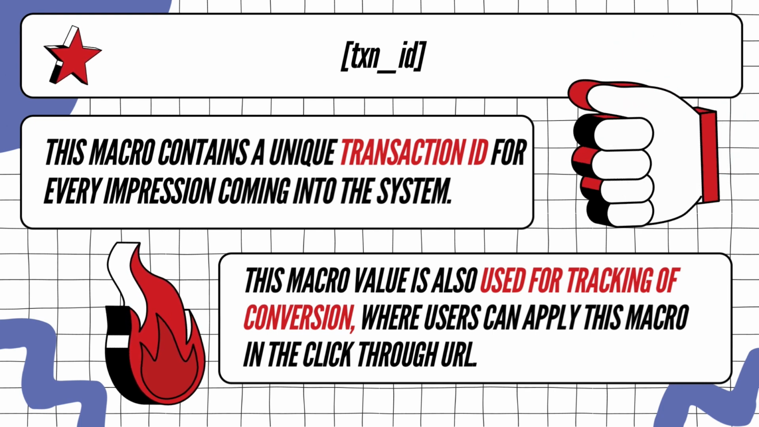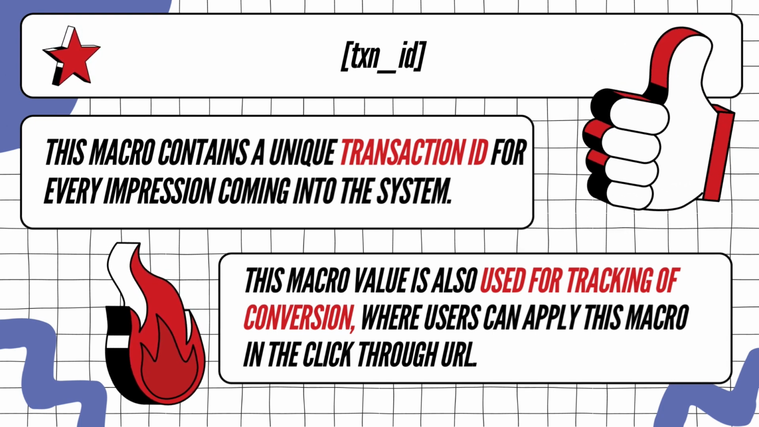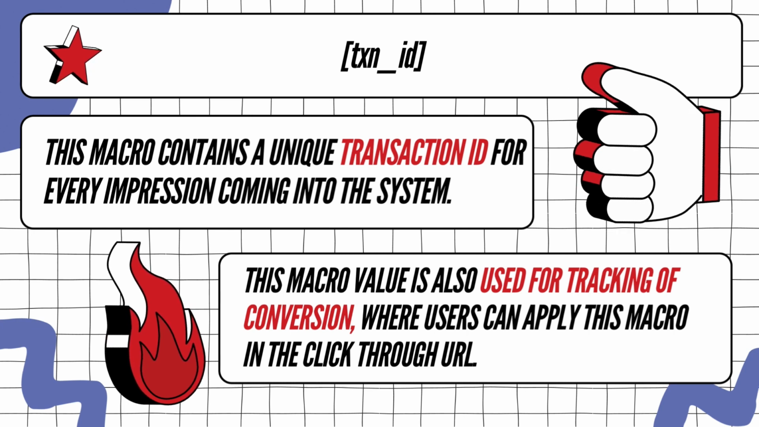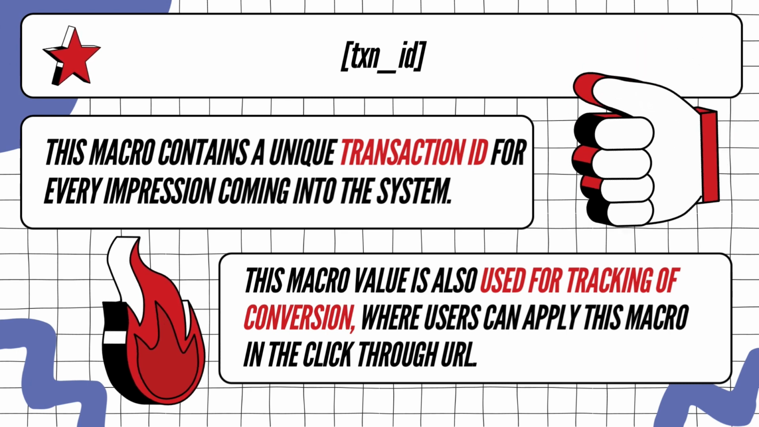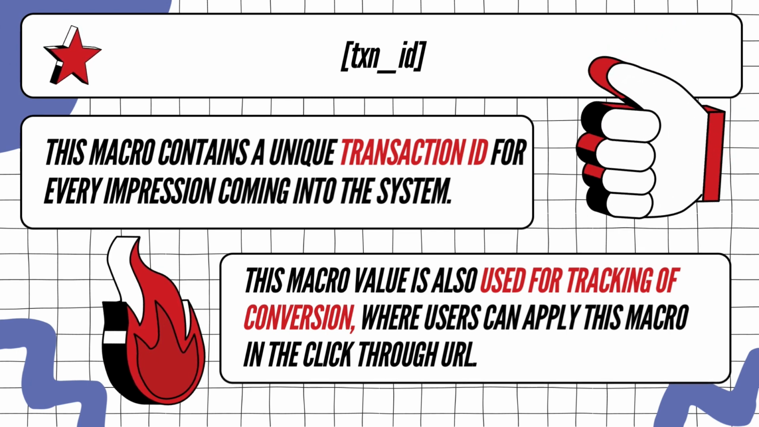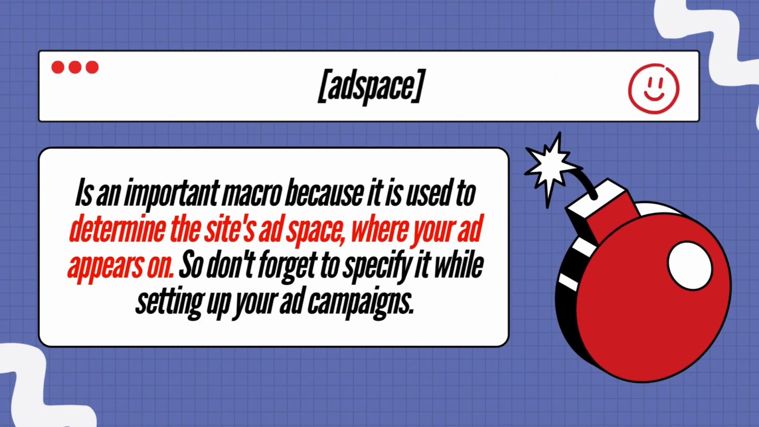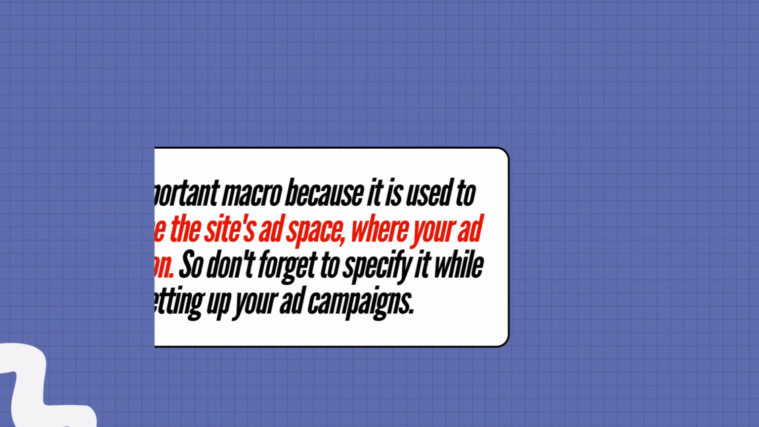This macro contains a unique transaction ID for every impression coming into the system. This macro value is also used for tracking of conversion, where users can apply this macro in the click-through URL. Ad space is an important macro because it is used to determine the site's ad space where your ad appears on. So don't forget to specify it while setting up your ad campaigns.